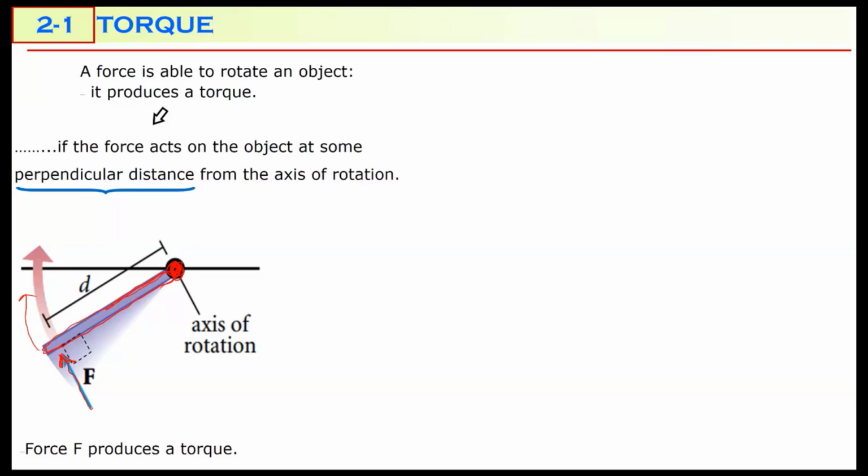The condition is what? The force must act at some perpendicular distance. Look here, it's perpendicular. At some perpendicular distance to the axis of rotation. This perpendicular distance is named the lever arm or moment arm. Here, from the force to the axis of rotation, this distance is named the lever arm, or another name, the moment arm. In this case, this ruler can turn.